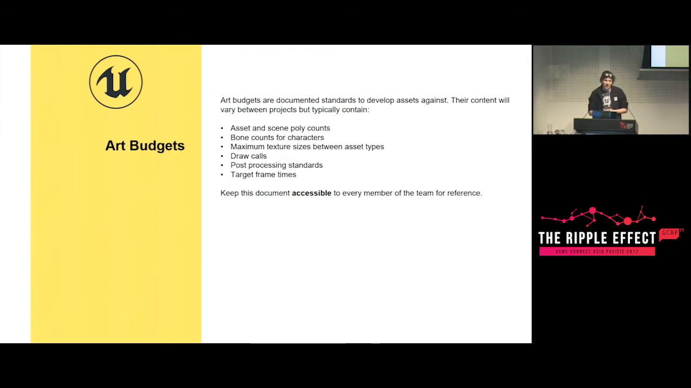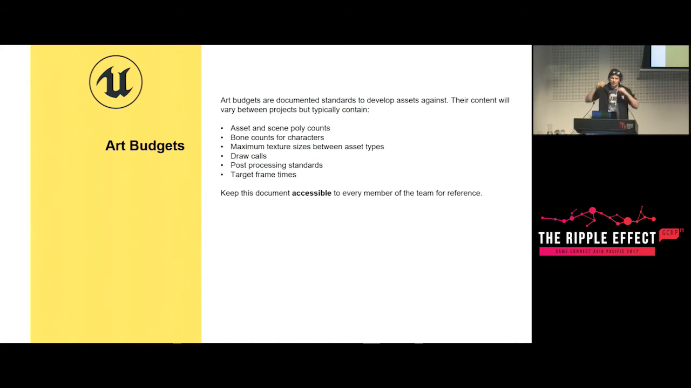Your post-processing standards are also very important. You don't want some mapper to go into just one map and enable bloom when it was turned off on all of the others. And that does happen because they're like, yeah, it just looks way better that way. And you're like, yeah, but now there's one map that falls outside of the rest of our standards.